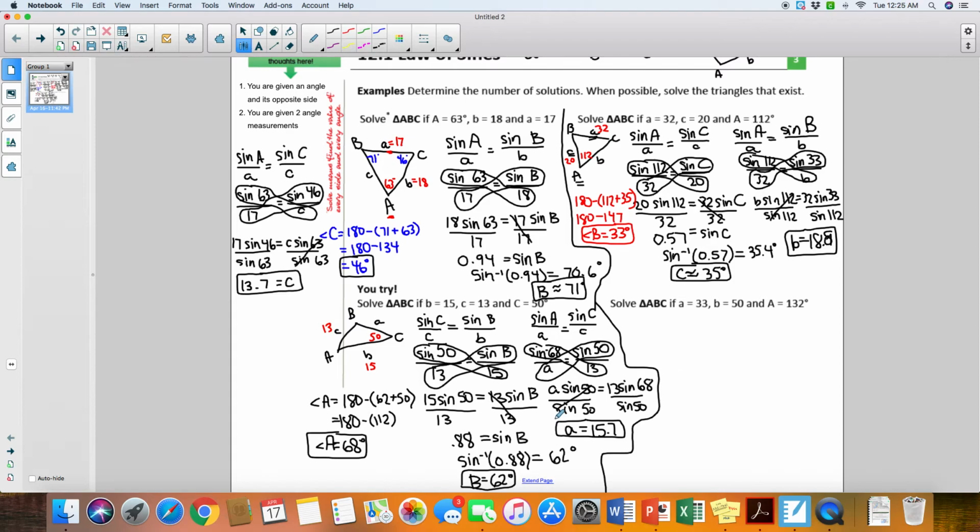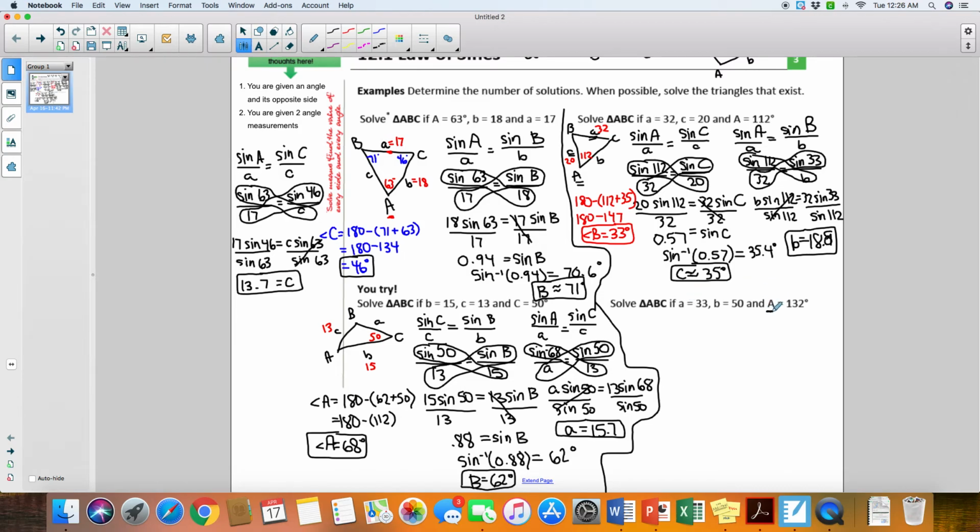All right, so hopefully you did get these as your answers. If you did not, hopefully you see where you made your mistake, so that you know not to make that mistake again. All right, and then the last one. So this time I'm not going to draw the picture. I'm just going to look at the information and make my equation from there.